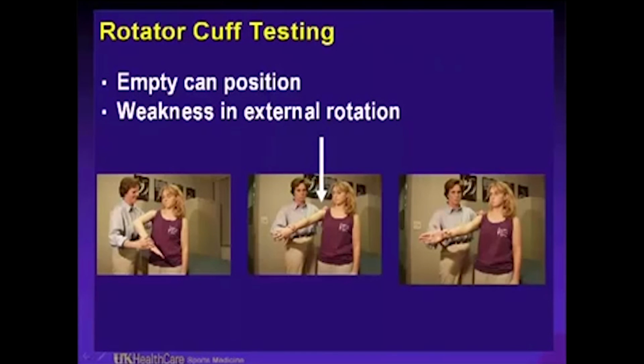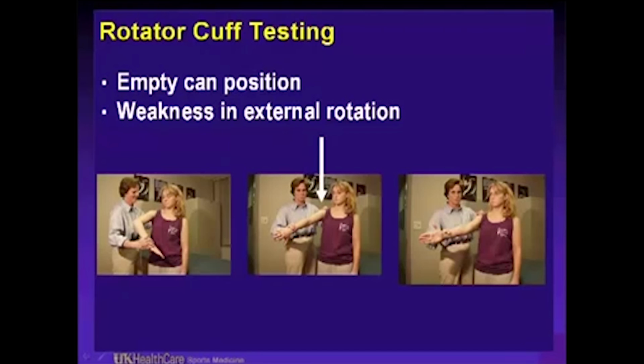Rotator cuff testing. Empty can position, weakness in external rotation. So in the middle is your test for the supraspinatus, and on the right is your test for the infraspinatus. Again, if you really ask patients to fire muscles, it's not going to isolate one muscle. The deltoid kicks in. The test on the left is more palpating, rotating the shoulder.